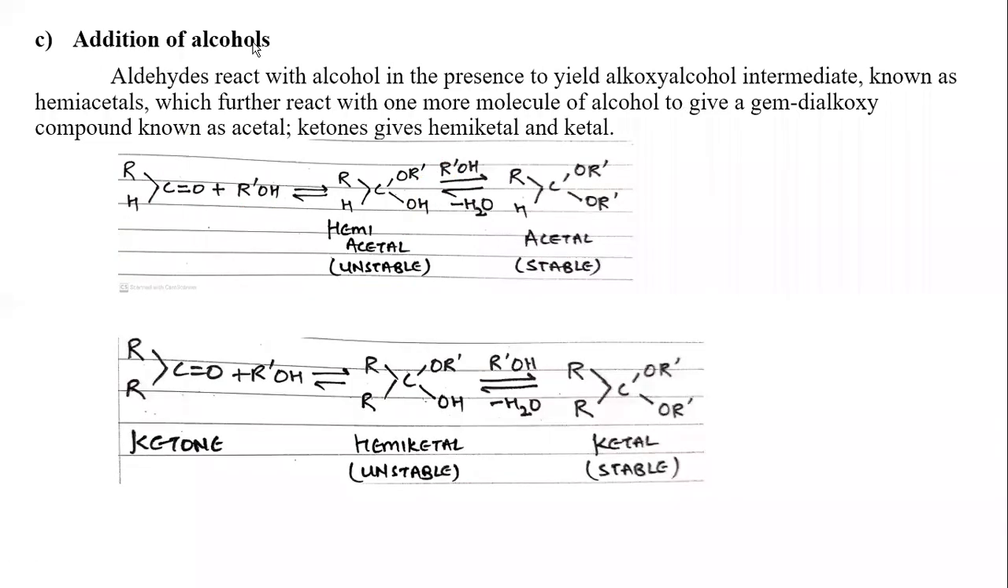Similarly, in ketone, the hydroxyl group of alcohol goes to carbon and the alkyl group of the alcohol goes to oxygen because of electronegativity difference, and they form an addition product, that is hemiketal, which is unstable. So to attain stability, it will again react with alcohol and liberate a water molecule, and the hydrogen of the hemiketal will get replaced by the alkyl group, forming a stable product, that is ketal.